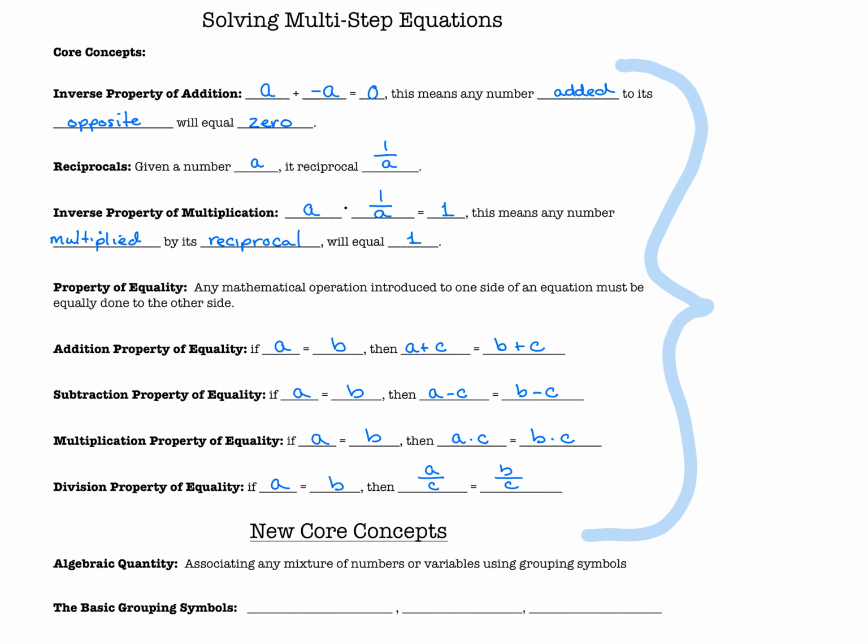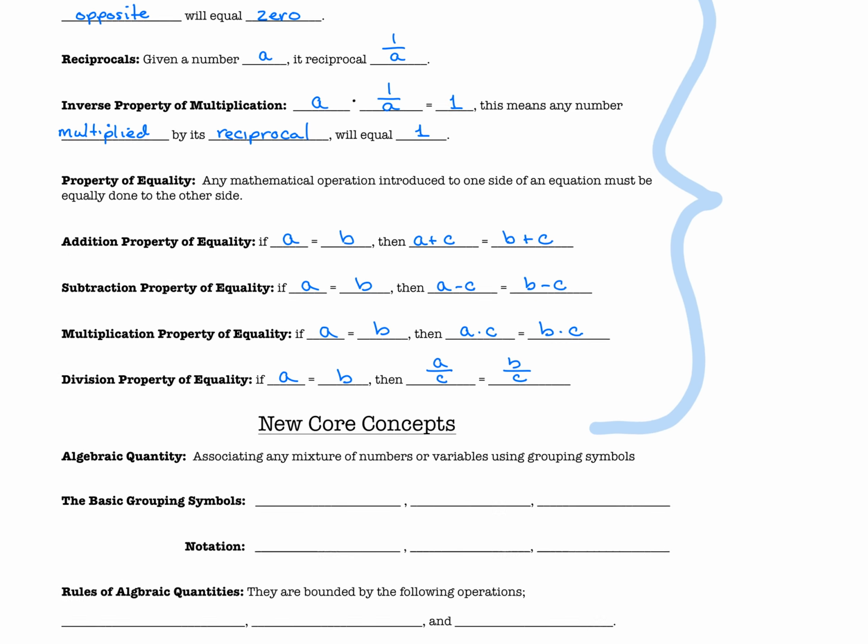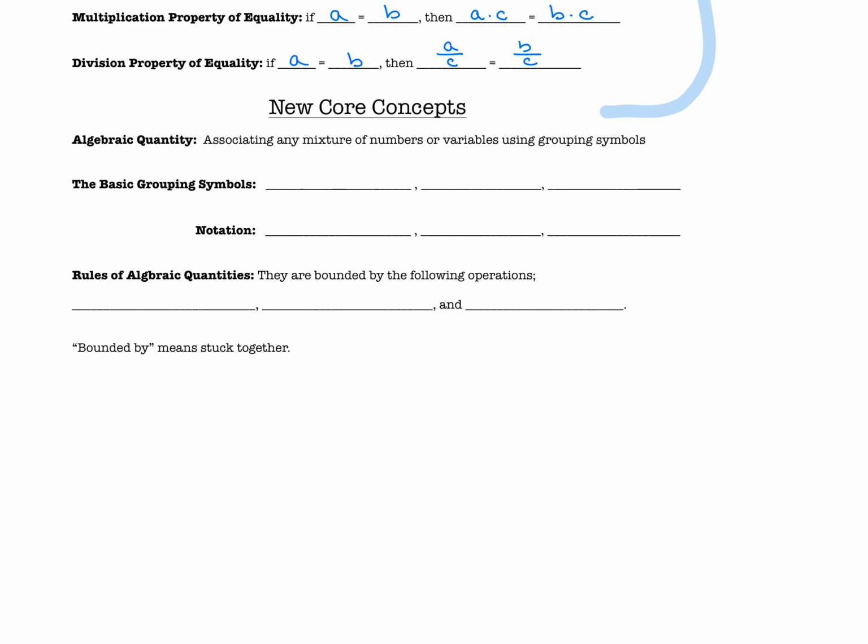Now we're going to add some other properties into our equations that we're going to have to use. And that's all a multi-step equation simply becomes. So how do we make these harder? Well, we just add some additional properties in. Some of these additional properties are new core concepts. My new core concepts in this video are going to be this idea of algebraic quantities. What are they? And what do I do if I come into contact with some algebraic quantities?